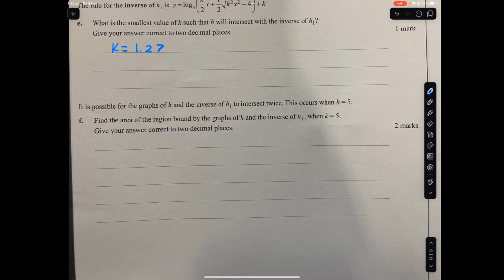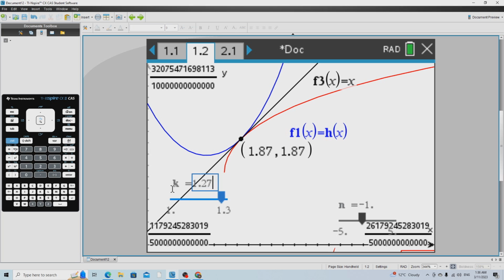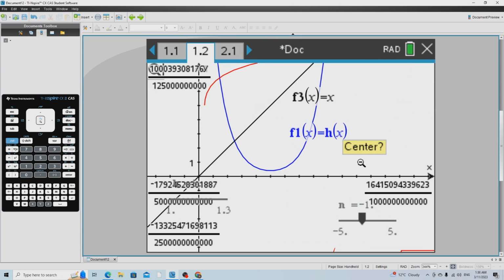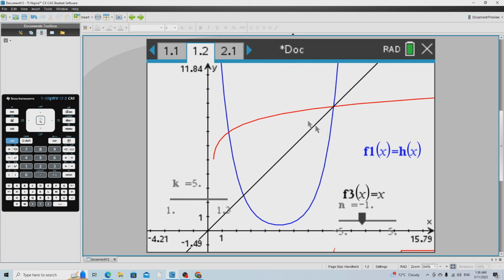It is possible for the graph of h and the inverse of h to intersect twice. So it is possible. This occurs when k equals 5. Is that true? Let's put k equals 5. Oh, let's zoom out. Have a look at that. Yes, it does.